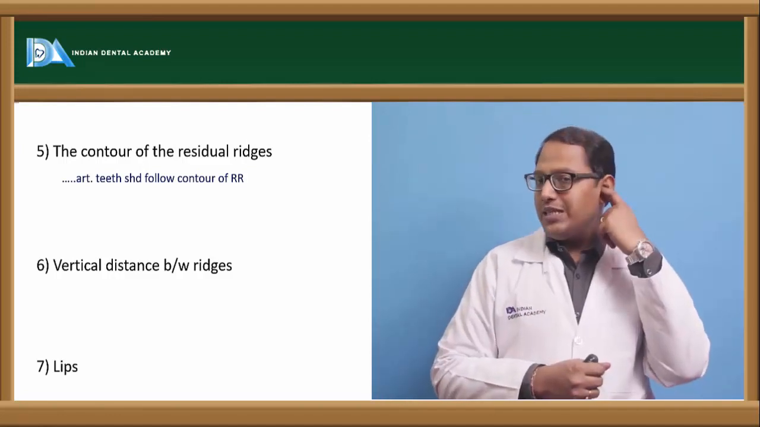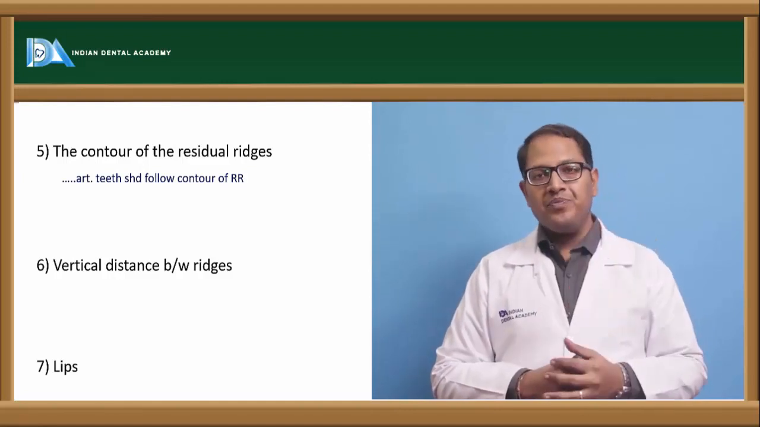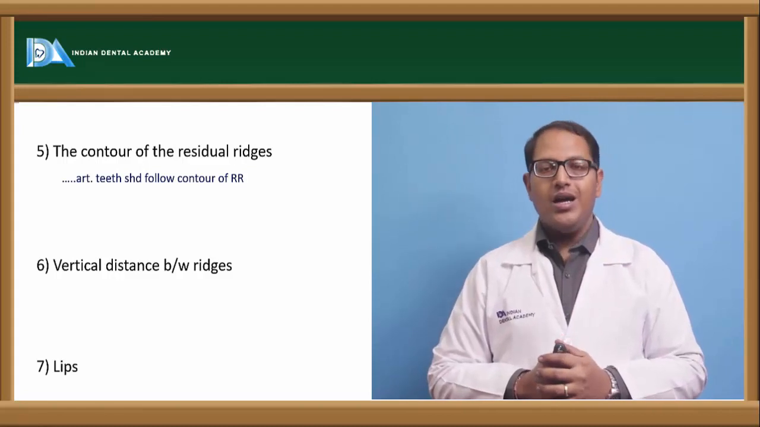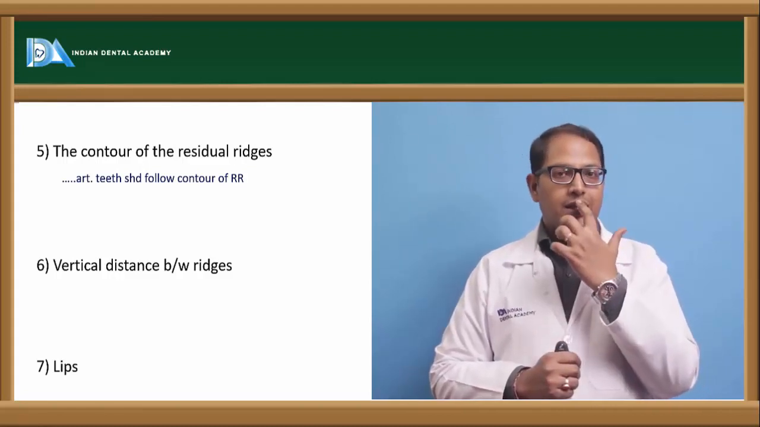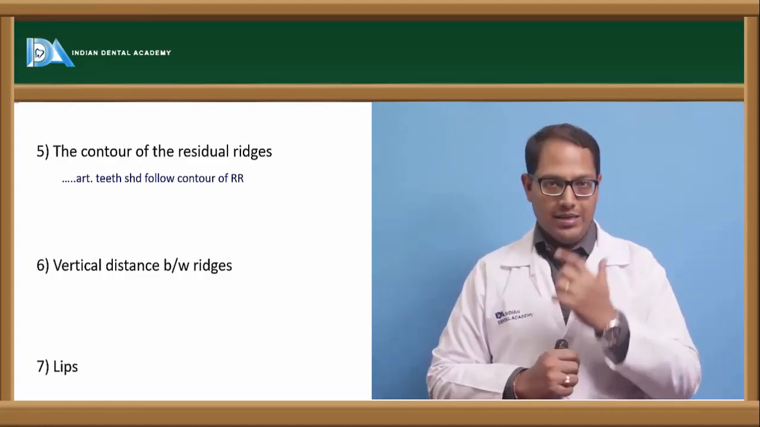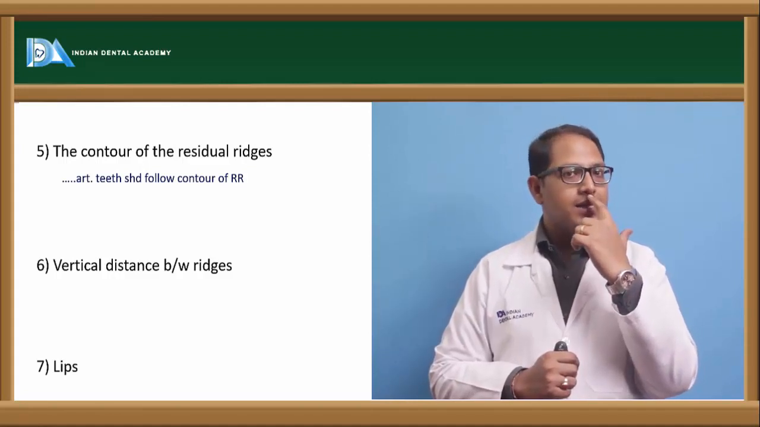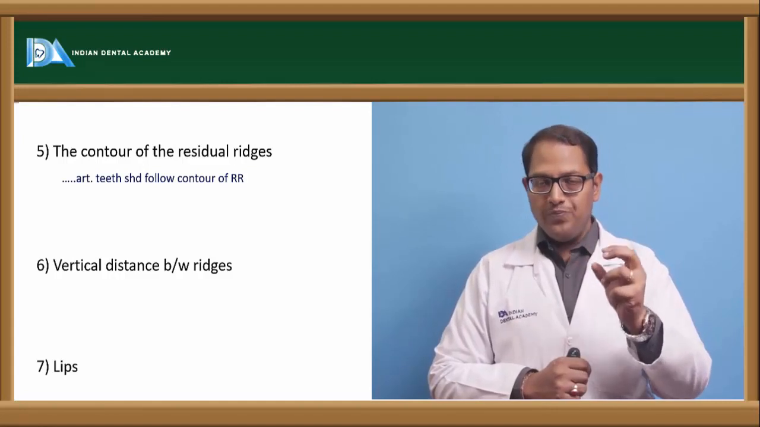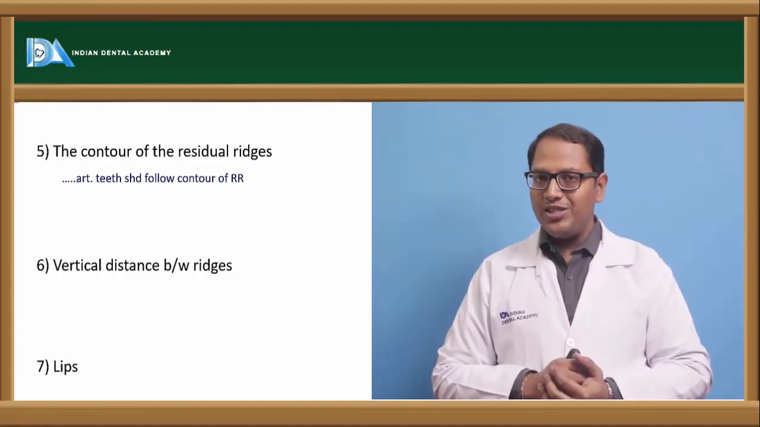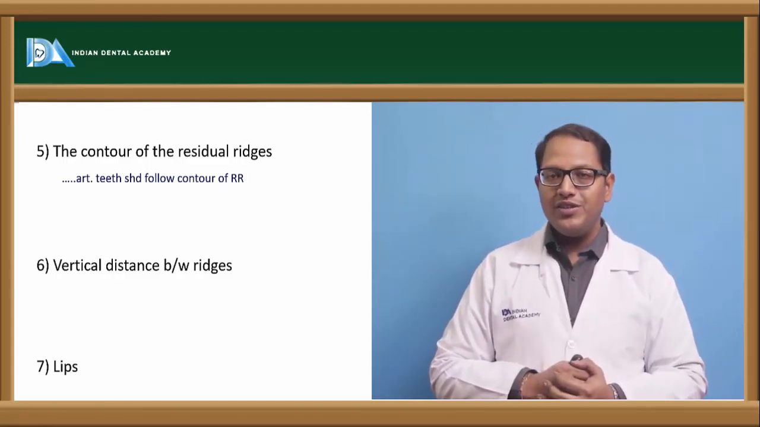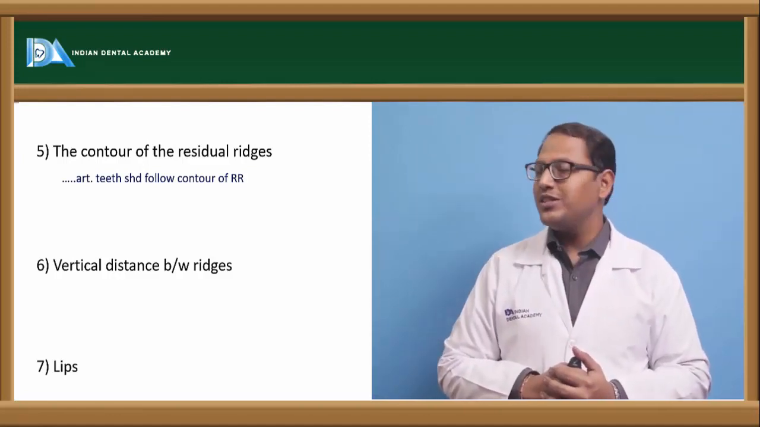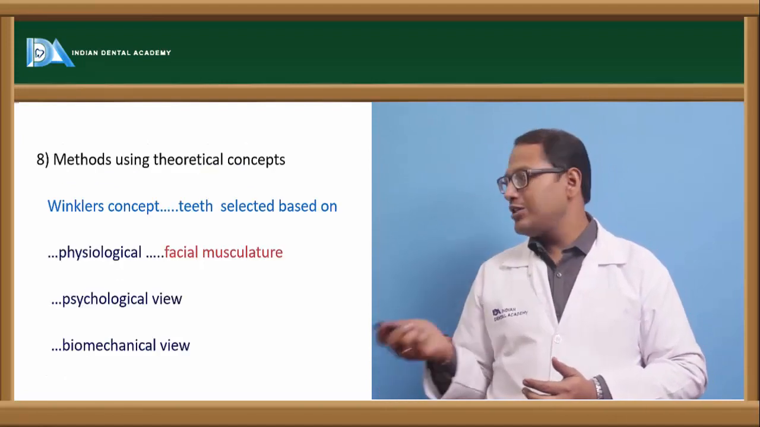Coming to the lips, lip competence is also important. How is that? The lip length. If a person has a short lip length, that is, from the subnasale to the lower part of the vermilion border, if that is short, a gummy smile will come into the picture. So we can use slightly longer teeth so that the gummy smile is hidden by our arrangement of the teeth. That is how the lips play an important role.